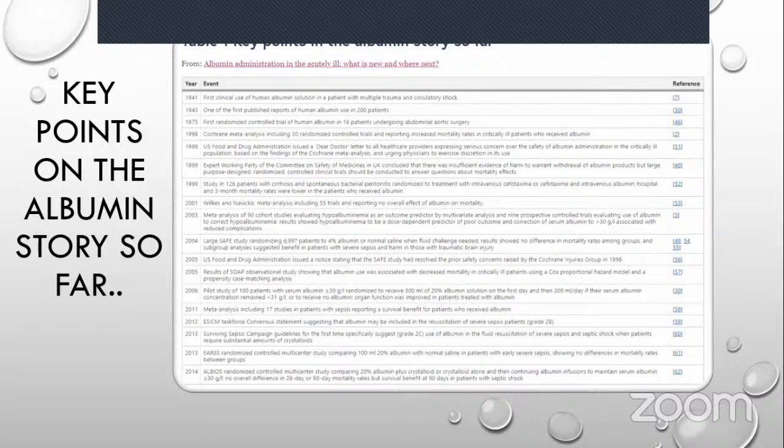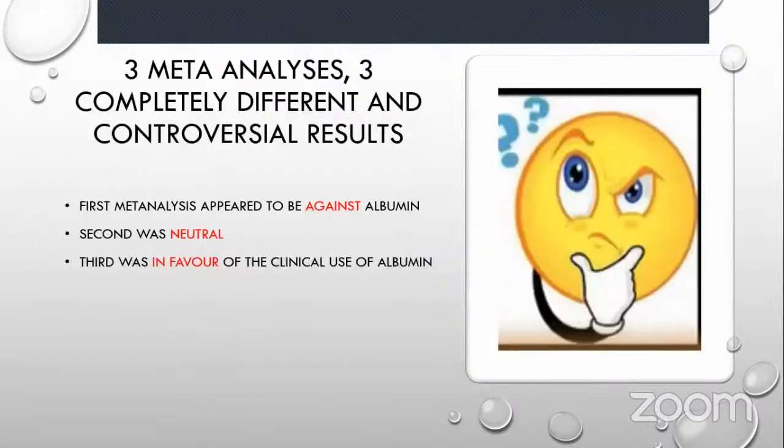After the initial RCTs and the later RCTs, one meta-analysis was done to look at three big trials: the SAFE trial, the EARSS trial, and the ALBIOS trial. There was some benefit for albumin in severe sepsis. In between, other studies were done, and some showed benefit, some did not. So the three meta-analyses gave completely different and controversial results. The first one was against albumin in 1998.